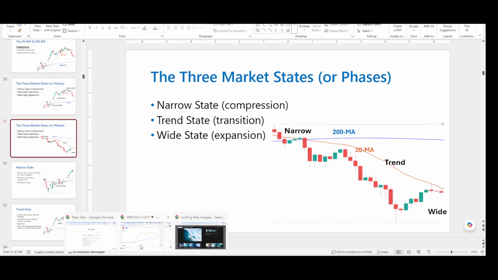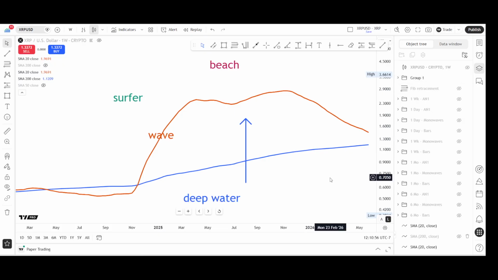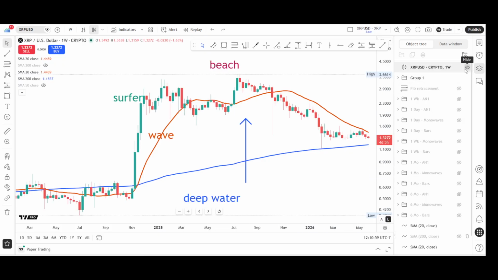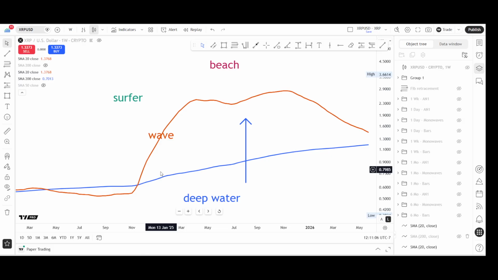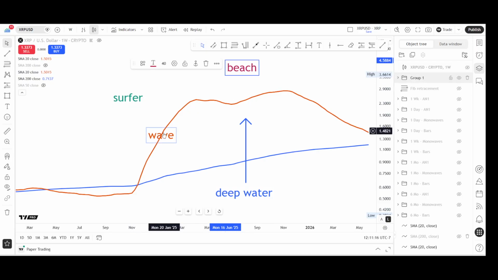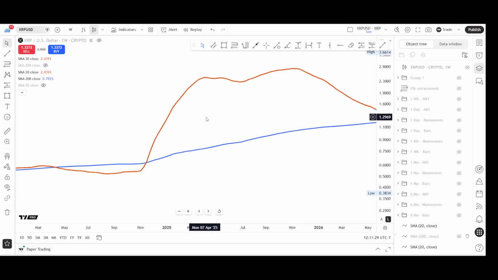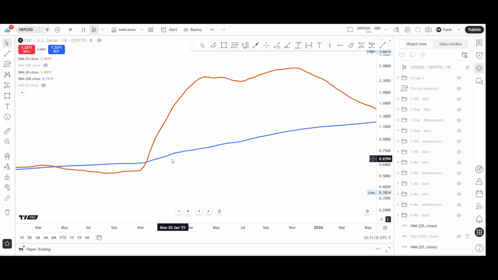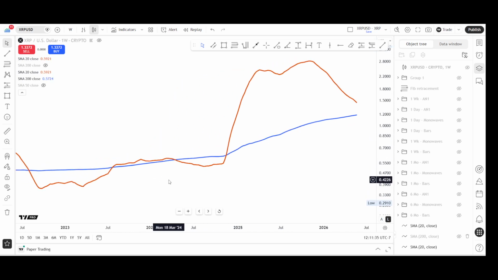And if we go back to our coastline analogy that we learned about earlier, we have our two moving averages, which are the 20-period moving average and the 200-period moving average. And it sets up what we call the deep water, the beach, and the wave, right? And then the surfer was the market. Okay. Well, if we get rid of all of the coastline terminology and we just look at the 20-period and the 200-period moving average, we'll start to see something here. We see the two moving averages moving together.